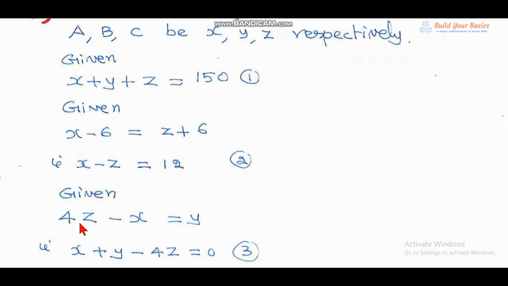4 times the number of students in section C exceeds the number of students in section A by Y, that is 4Z minus X. By Y means by the number of students in B. So 4Z minus X equal to Y. Simplify. X taken to the other side: X plus Y minus 4Z equal to 0.